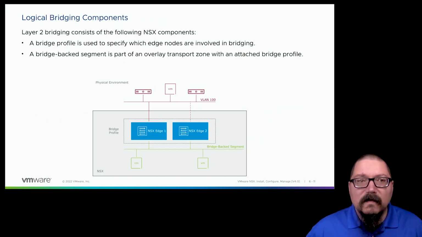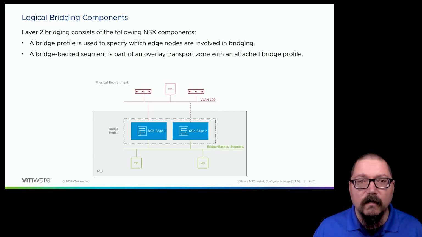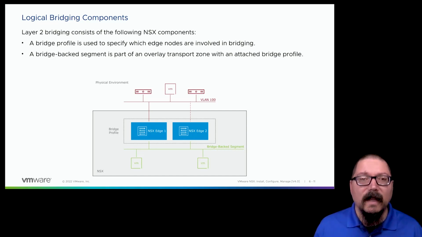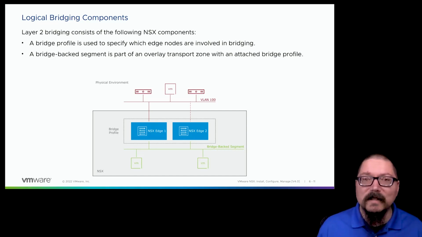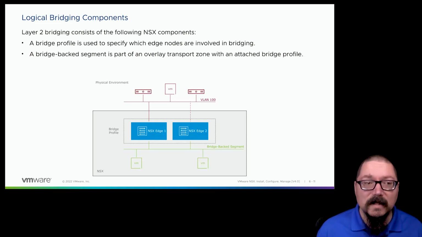So what do we have when we want to do bridging? In order for this to work, what are we looking at? Well, we have our segments. We have our edge transport nodes, and we have bridge profiles. Now, the bridge profile tells us how we're going to use an edge node in an edge cluster. And we apply that bridge profile to a segment. That's what we mean by a bridged back segment here: it's a segment that has a bridge profile applied to it. And that's also going to have a VLAN associated with it. So we do all of our bridging configuration from the segment UI.